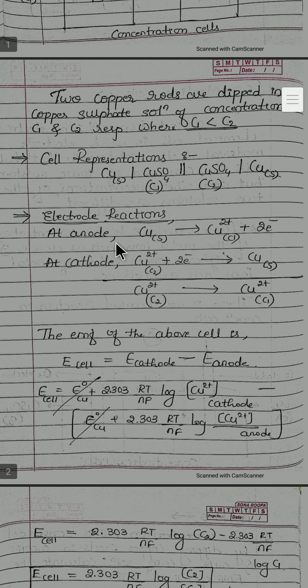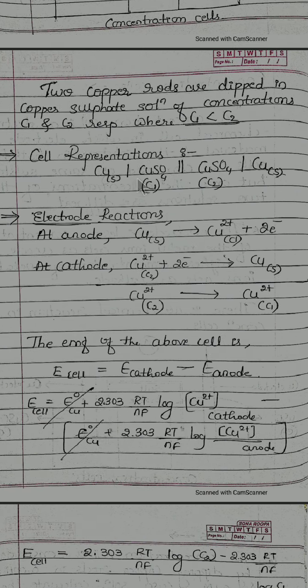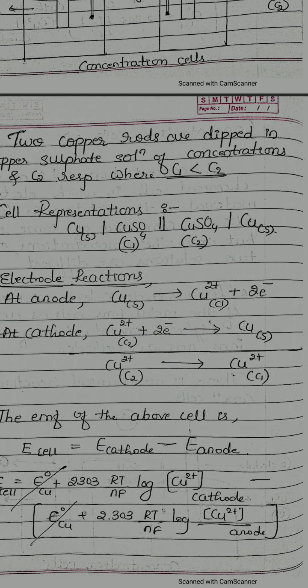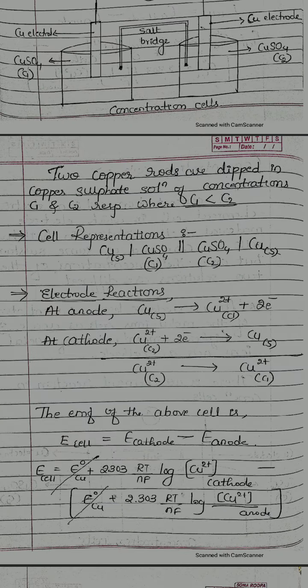Now how are we going to represent the cell? Very simple. C1 concentration is at the anode, so you write Cu first, the metal electrode which is in solid state, then it is in contact with copper sulfate solution whose concentration is C1. Two vertical lines represent the salt bridge, and then it is again in contact with CuSO4 with a concentration of C2, which in turn is in contact with another electrode, copper, which is in solid state. So this is the cell representation.